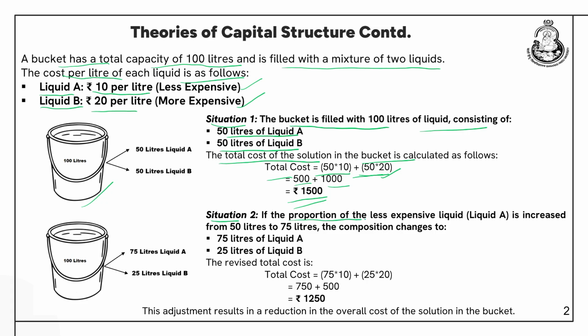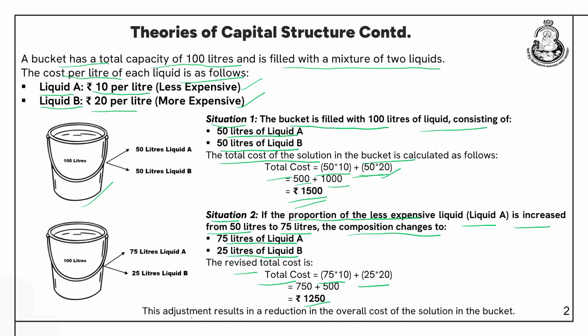If the proportion of the less expensive liquid, that is liquid A, is increased from 50 liters to 75 liters. Initially both were 50 liters. Now, we are increasing the proportion of the less expensive liquid, that is liquid A, from 50 to 75. Now, the composition will change. Now, it has 75 liters of liquid A, 25 liters of liquid B. So, the revised cost will be 75 into 10 plus 25 into 20, which is equal to rupees 1250.